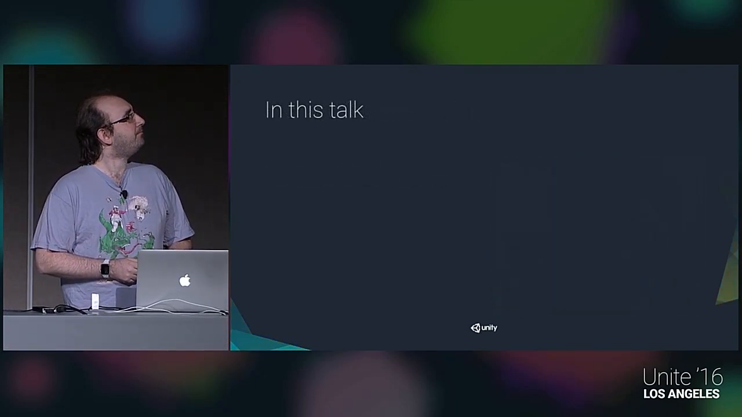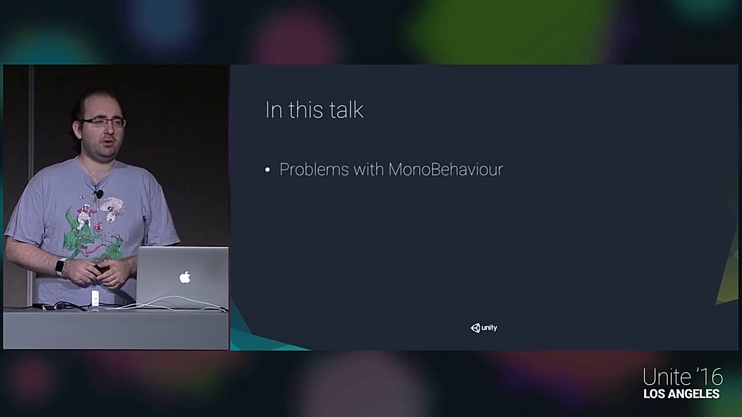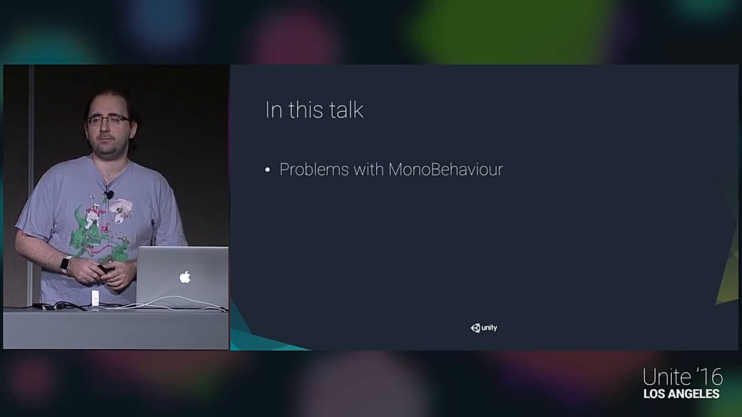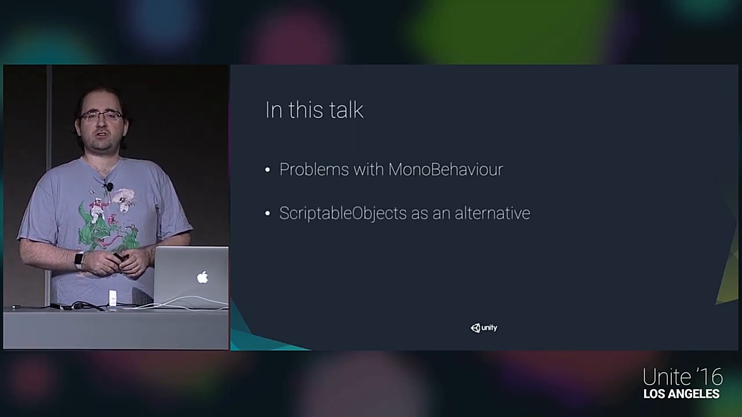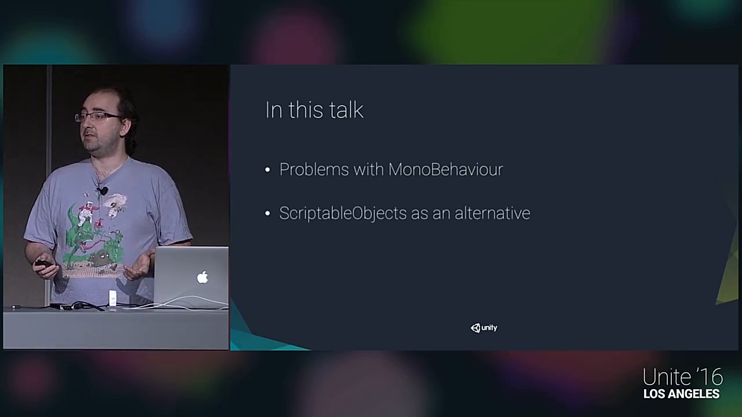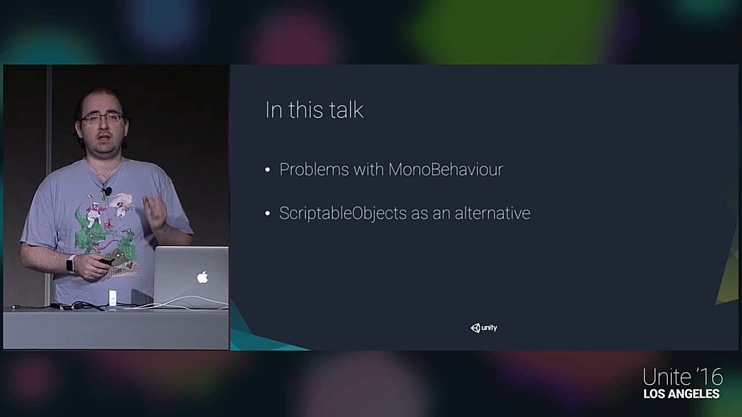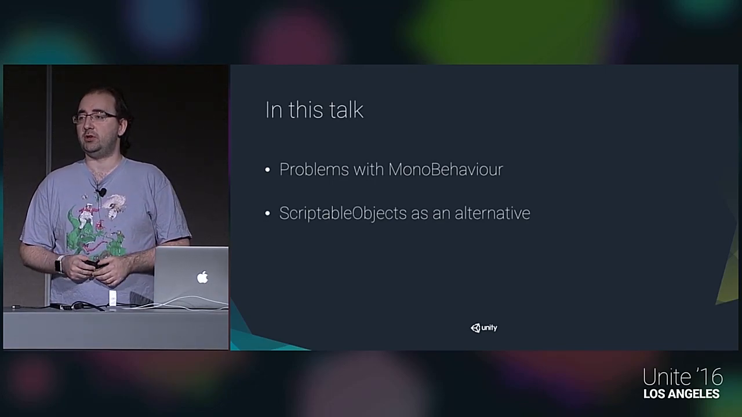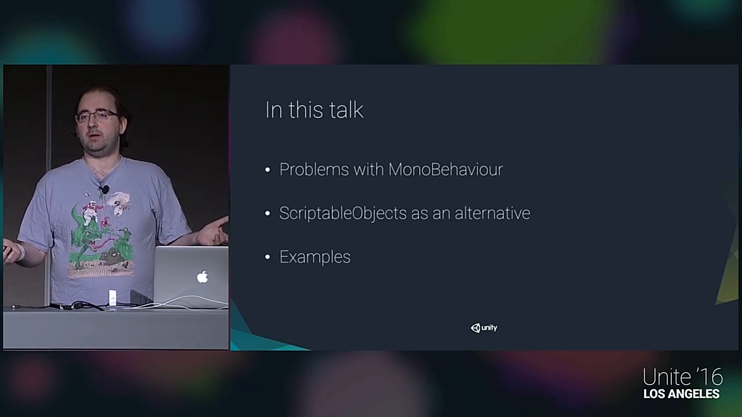So, what am I going to talk about today exactly? Firstly, I'm going to talk about some of the problems with MonoBehaviour as a class. I'm going to talk about ScriptableObject as an alternative to MonoBehaviour. It's another way of doing things, another important element in your architectural toolbox when you're working in Unity. And I'm going to walk through a bunch of examples.